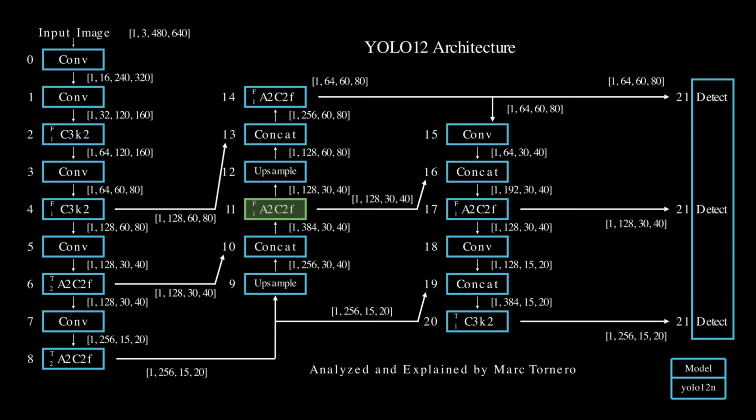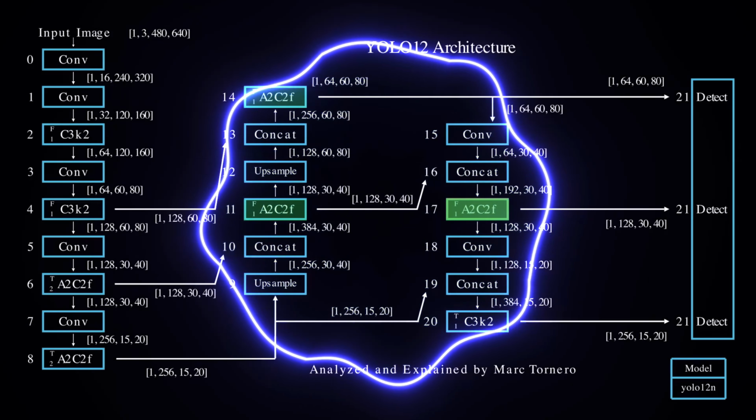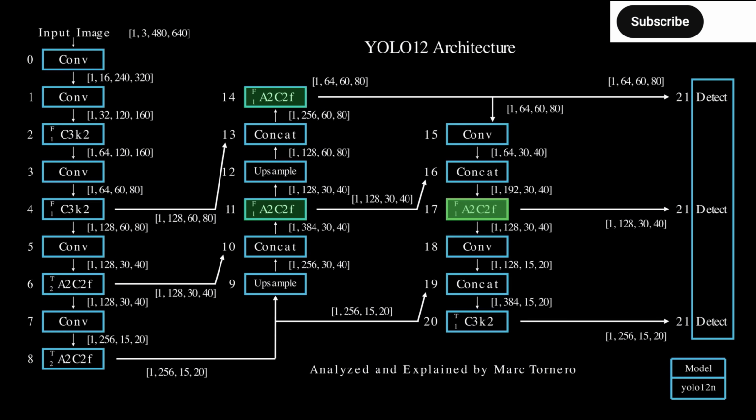Then, in Stage 11, we see another A2C2F module. However, the key difference is that the A2 flag is set to false, and this continues for subsequent A2C2F modules in the architecture. What this means is that instead of area blocks, these stages now use the C3K module.